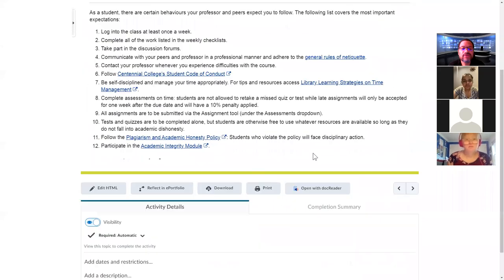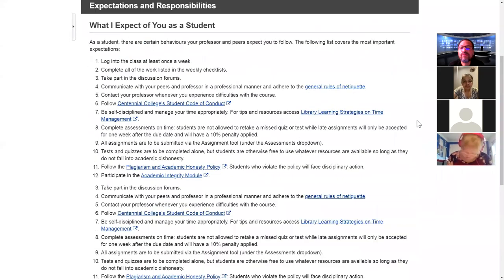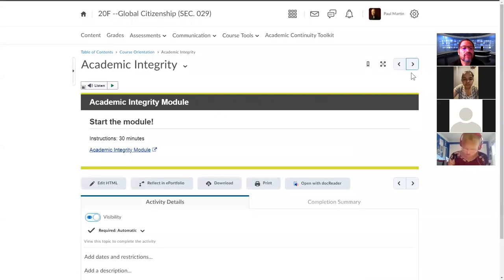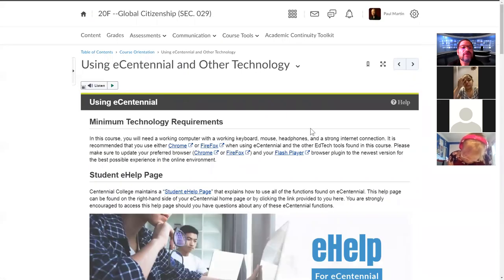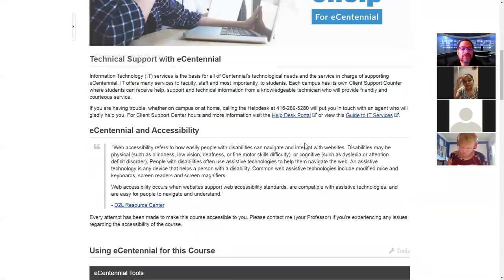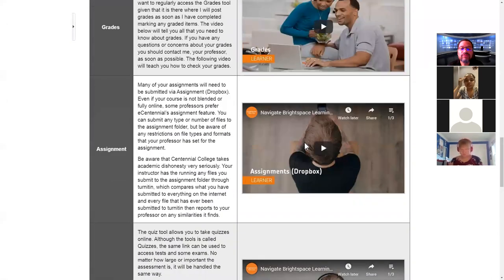This is expectations, what we expect from you, what you can expect from me. This is the academic integrity module. It just deals with making sure you're not cheating, making sure you're taking care of your moral values around school and education. It's important to know what's expected of you. So it's just a quick module asking some questions and going through some things on plagiarism and academic integrity and cheating and so forth.